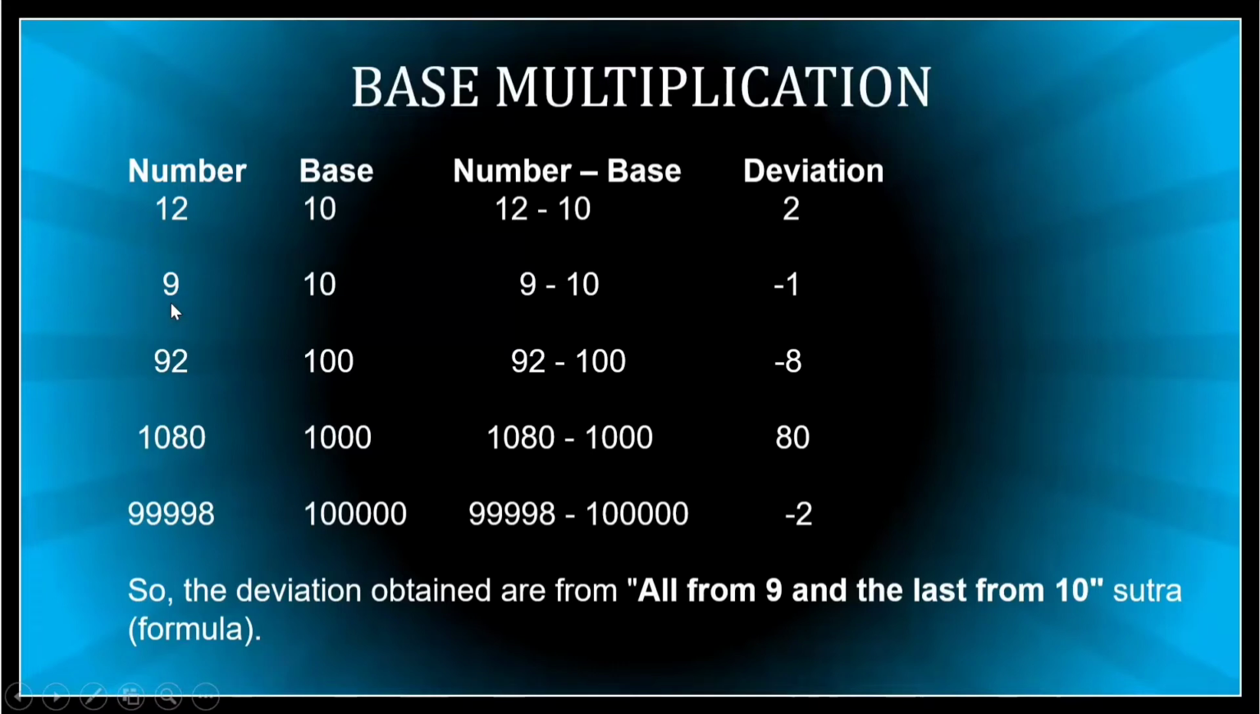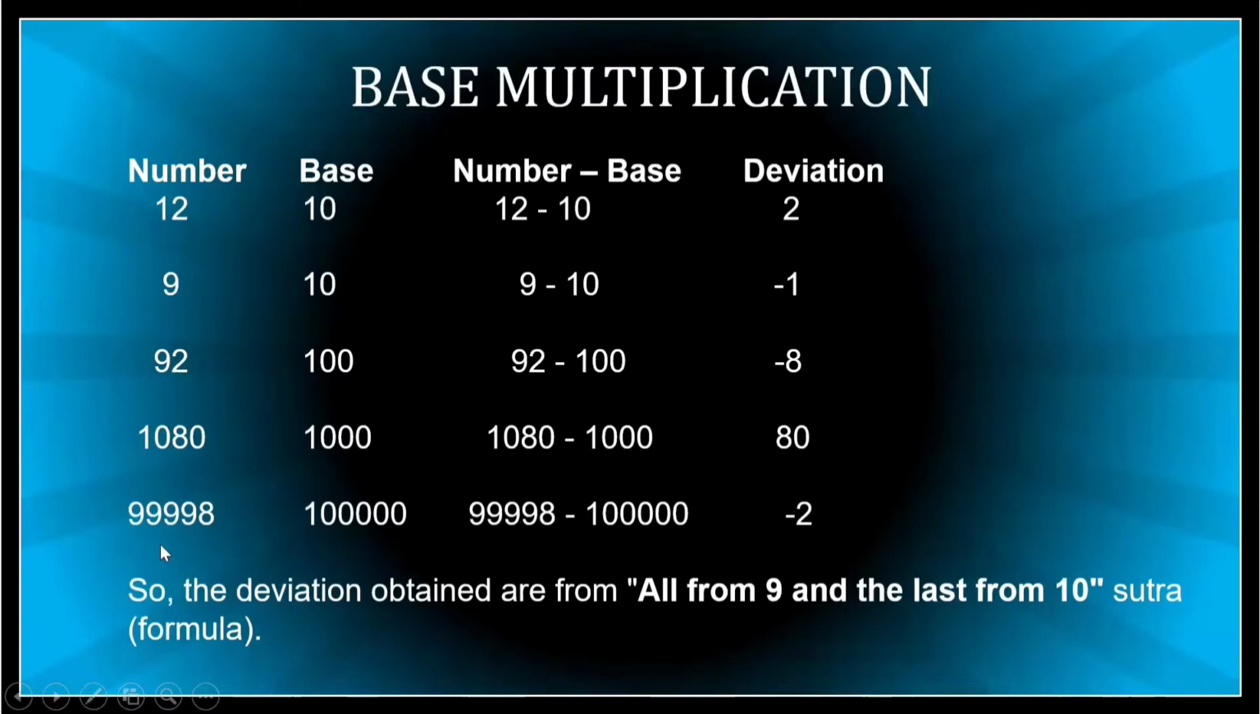Then 9. 9 is again close to 10. So deviation of 9 from 10 is 9 minus 10, which is equal to minus 1. Don't forget to put this minus 1. Otherwise, you will not get the correct answer. 92 is again closer to 10 or 100 or 1000. It's closer to 100, of course. That means the base is 100 and the deviation comes out to 92 minus 100, which is equal to minus 8. 1080, so the base is 1000 and this deviation comes out to 1080 minus 1000, which is equal to 80.